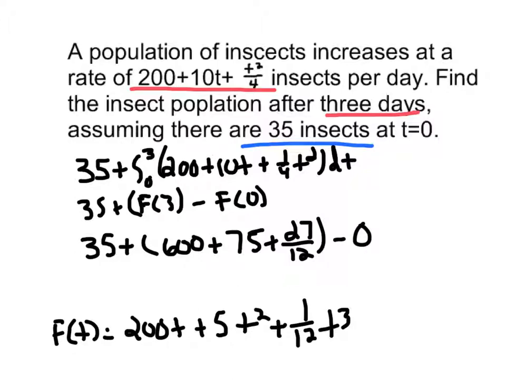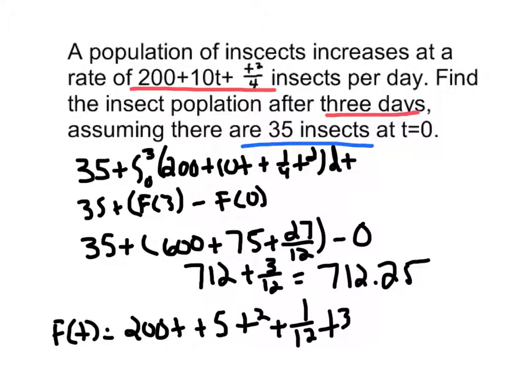So I get 712 plus this extra 3/12, or I get 712.25 insects. Now, if this were an FRQ problem, we would want to say the answer is 712 insects.